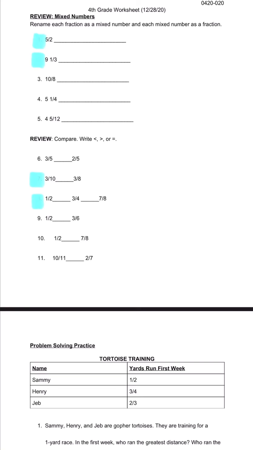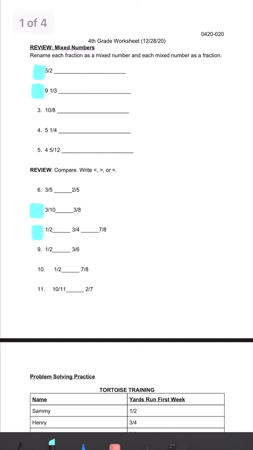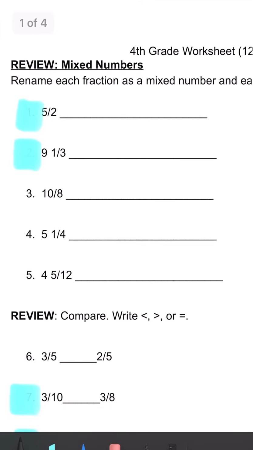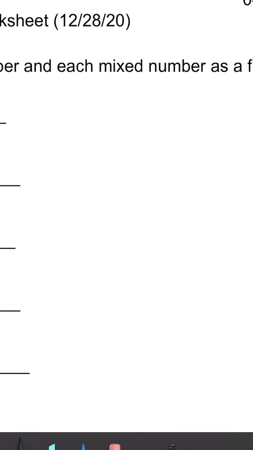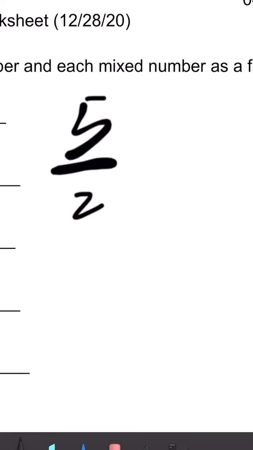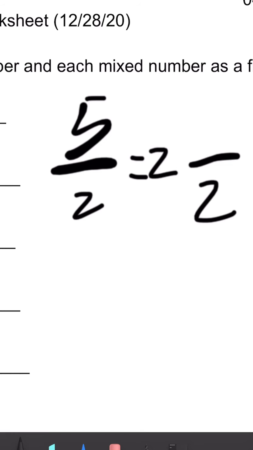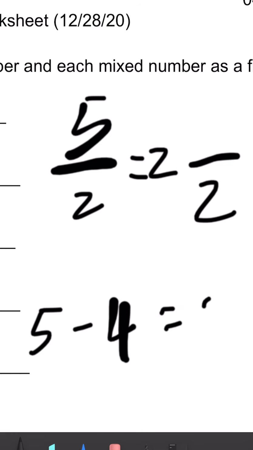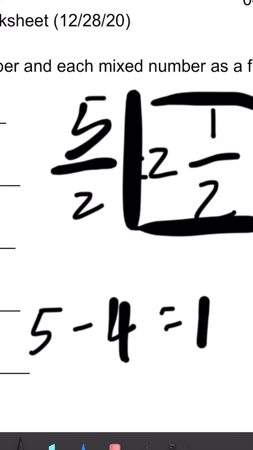It says rename each fraction as a mixed number and each mixed number as a fraction. So we'll go ahead and do number 1. We know that 5 over 2 needs to be simplified. So we're going to find a number that will fit into 5. We'll write the denominator like usual, and we can multiply 2 by 2 to get 4. So if we do 5 minus 4, we get 1. So this will be our new fraction.